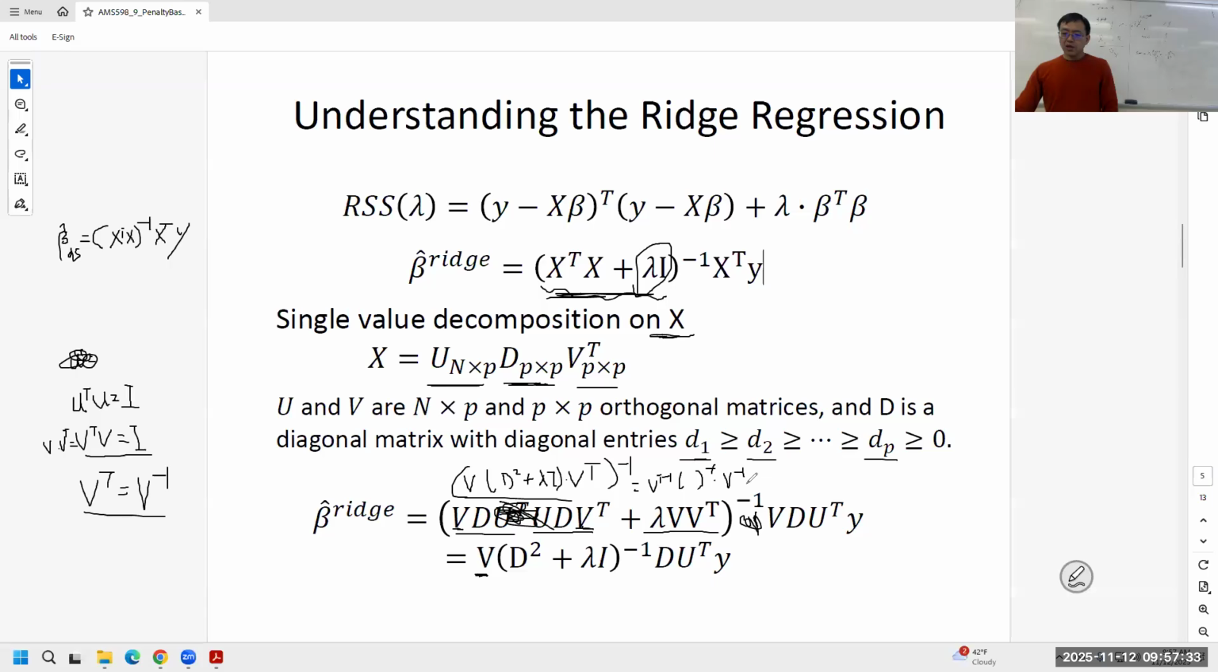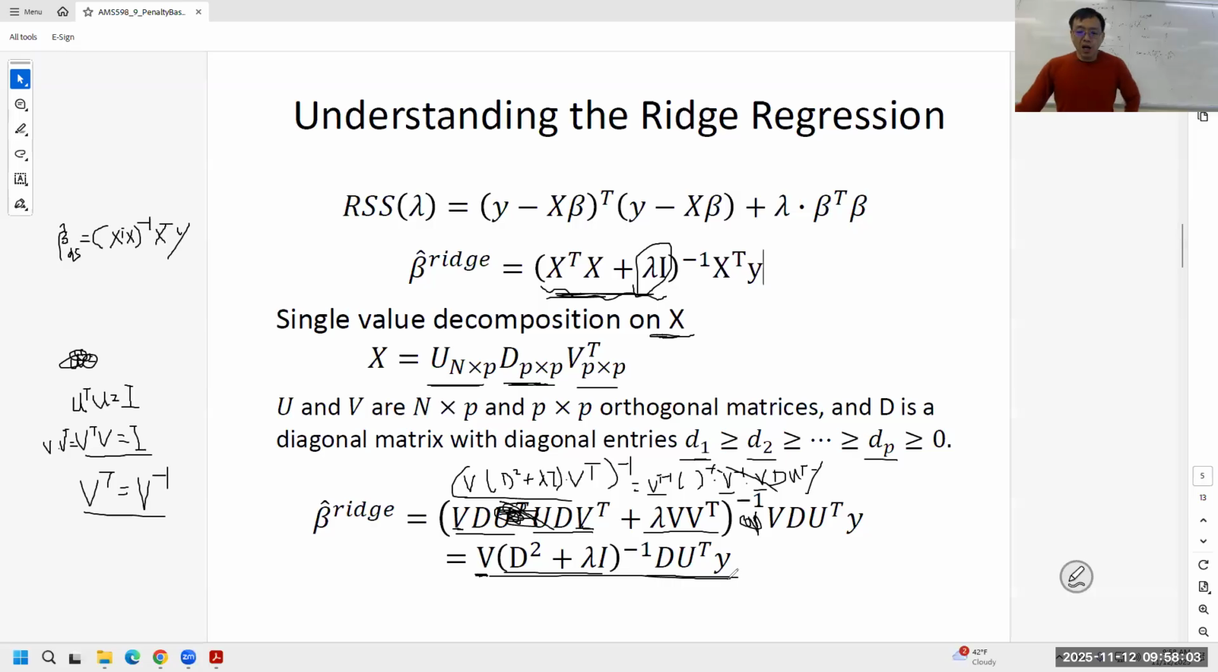Now, we have V inverse times V times D U transpose Y. If you look at this, V transpose inverse becomes V, then D squared plus lambda I inverse moves down. V inverse V becomes identity, so you can drop it out. What is left is D U transpose Y. So when you use the singular value decomposition, the ridge regression takes the form below.